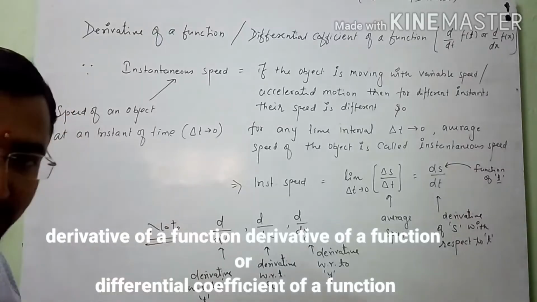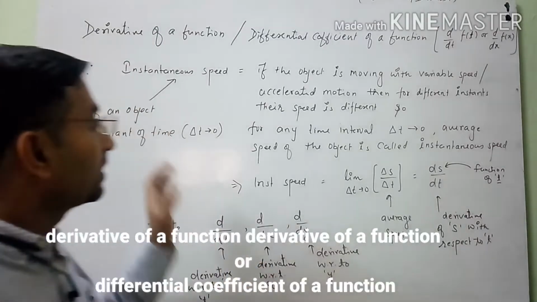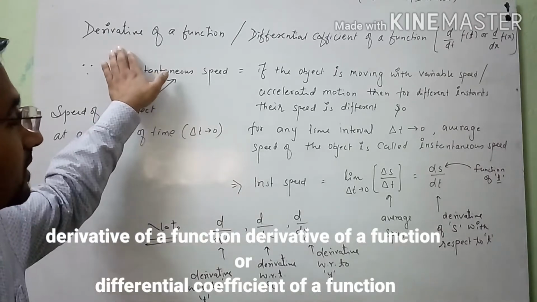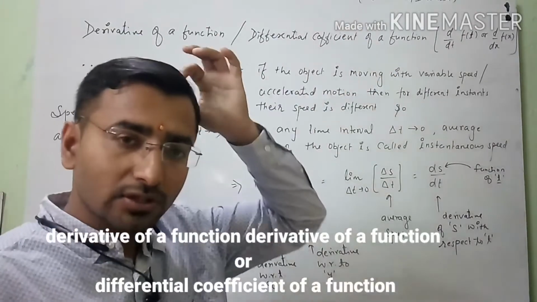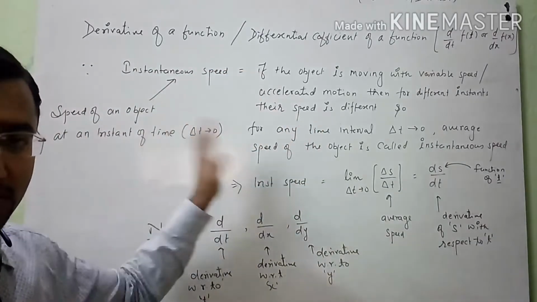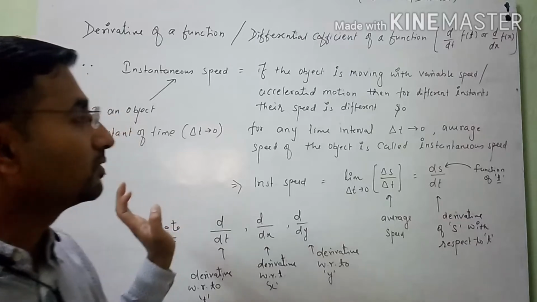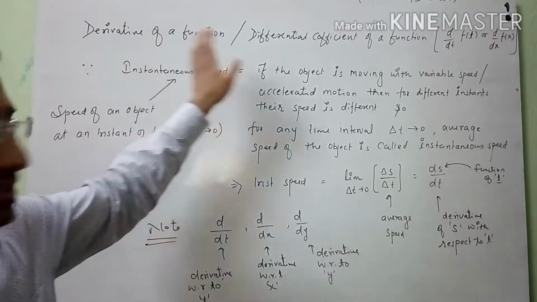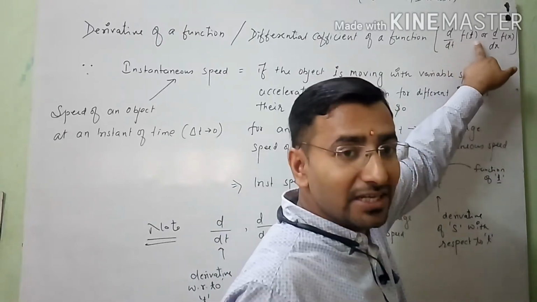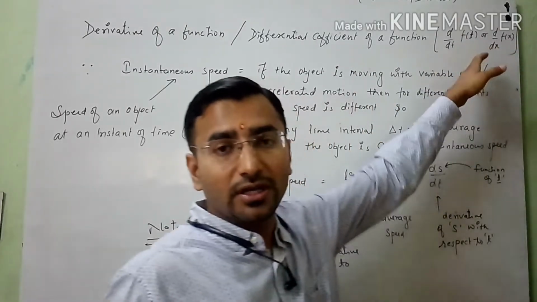After the part of limits and their practice questions, I will explain here the derivative of a function. The derivative of a function is also known as the differential coefficient of a function. To save time and data, I will write all these things in front of you initially. So here, the differential coefficient of a function is denoted by d upon dt of f(t), or you can say d upon dx of f(x).